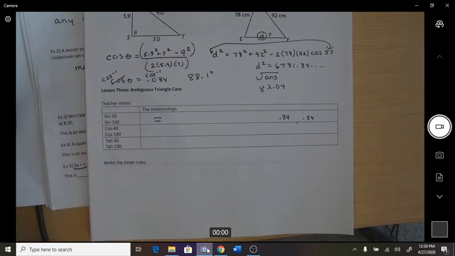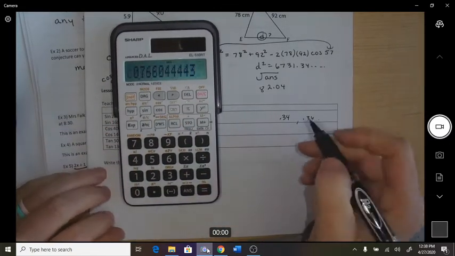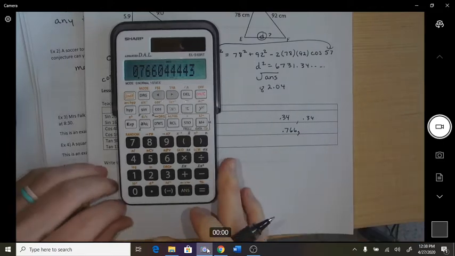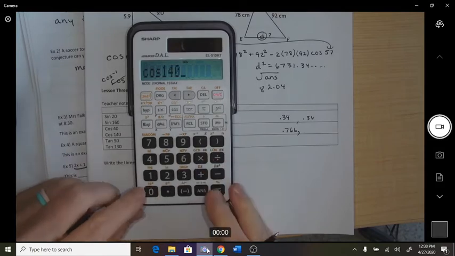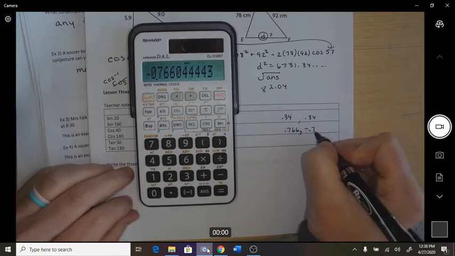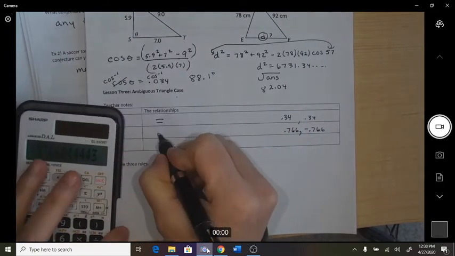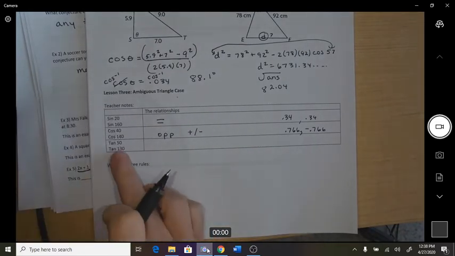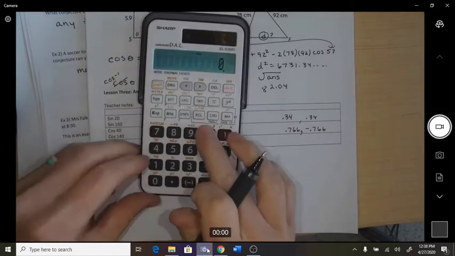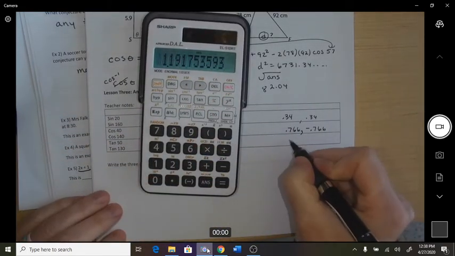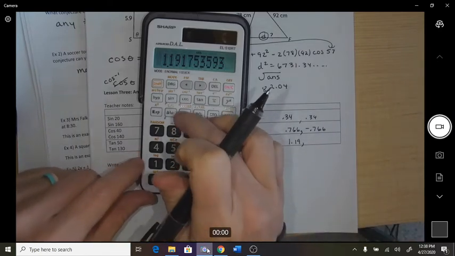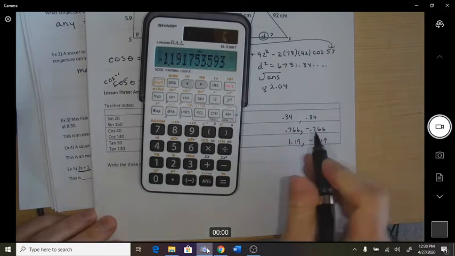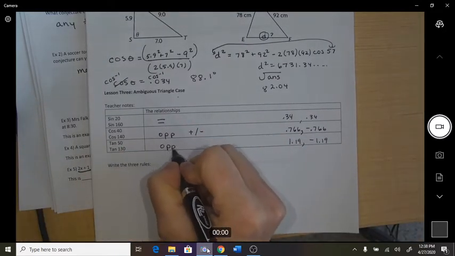Cos 40 and cos 140. So cos 40 is 0.766 and cos 140 is negative 0.766. So they are the opposite. One's positive and one's negative. And tan of 50 is 1.19. Tan of 130, negative 1.19. So their relationship is opposite as well.